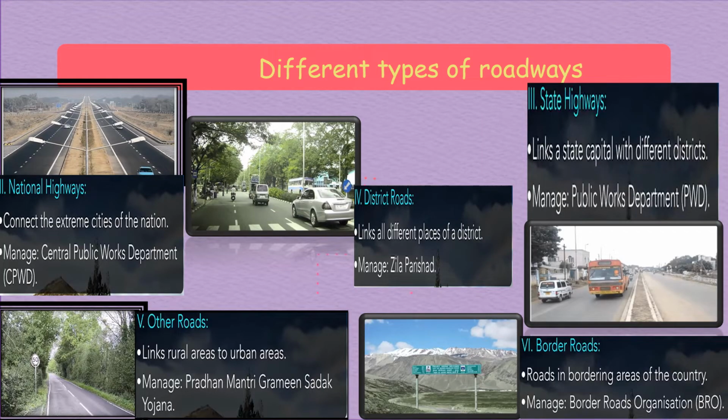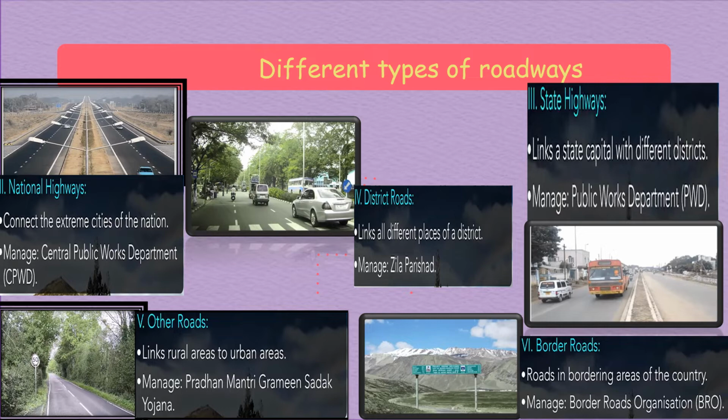Now let's look at National Highways. The national highways are a network of trunk roads that are laid and maintained by the Central Public Works Department. The historical Sher Shah Suri Marg is called National Highway number 1 between Delhi and Amritsar. State highways: roads that link the state capital with different district headquarters are known as state highways. These roads are constructed and maintained by the State Public Works Department.